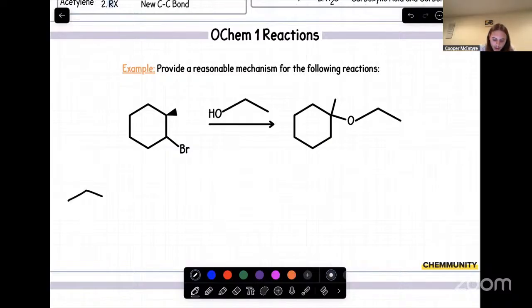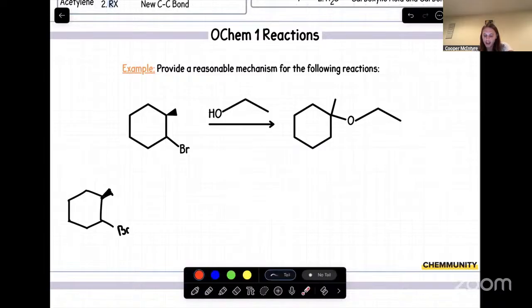So we'll go ahead and draw out our cyclic structure, draw our wedged methyl, and then we now have our bromine. Now we have to remember bromine is a really good leaving group. And if we're looking at our solvent right now, we just have ethanol, which is a polar protic solvent. And if we were to go back up to those charts, that's telling me that since we have a polar protic solvent, and we also have a secondary leaving group, what can happen is an SN1 reaction. So we'll go ahead and write that down.